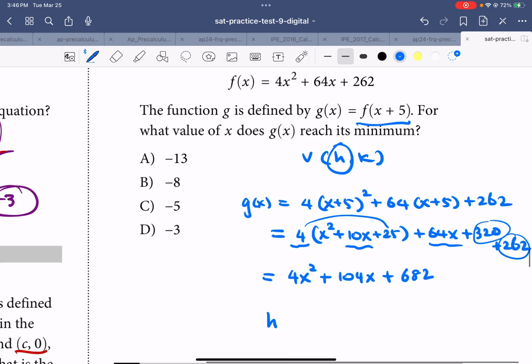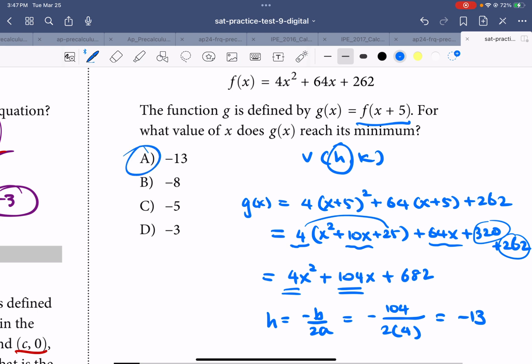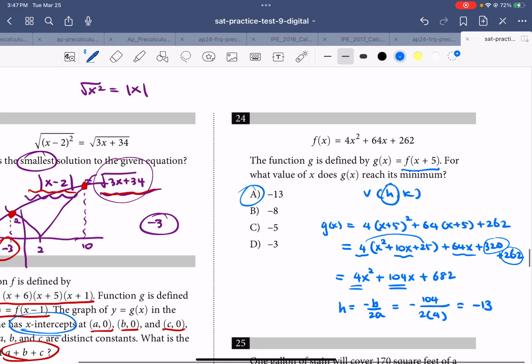Now your h value is negative b over 2a. I want you to remember that. That's the x value of the vertex in standard form. Then negative b value is 104, over 2 times a, which is 4. Okay? Now you plug it in the calculator. Then you get negative 13. So that's the answer for the question. It's not the minimum they ask for. To have a minimum, what is the x value at that time? So you're looking for the h value.